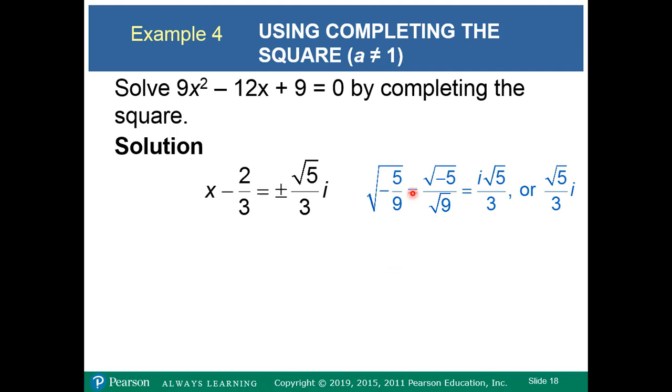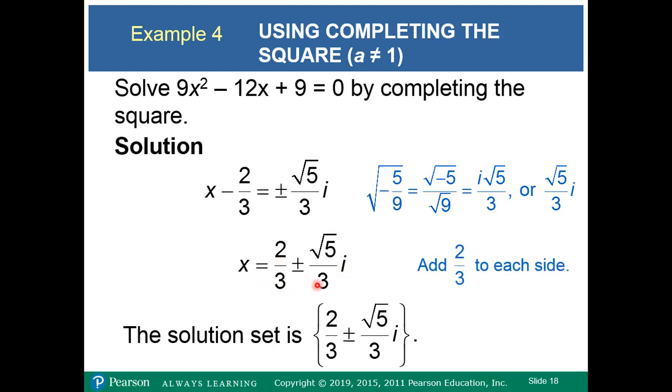Okay, and that's what we're doing here. So this becomes this, right? We can split it up. This becomes i times the square root of 5, and this becomes 3. Or we can call this the square root of 5 over 3 i. And so now we get 2/3, right? So we're going to add 2/3 to both sides, and this becomes our final answer. And so this is it.